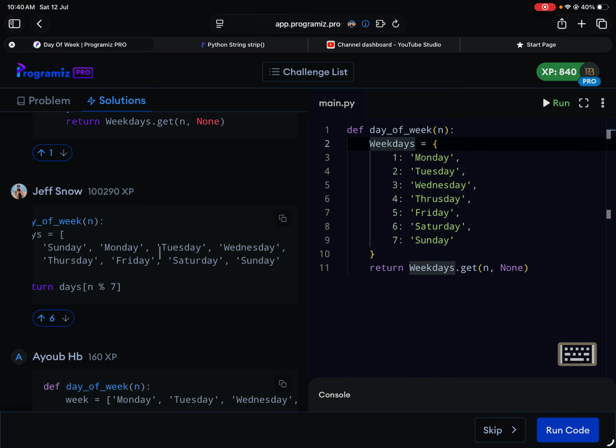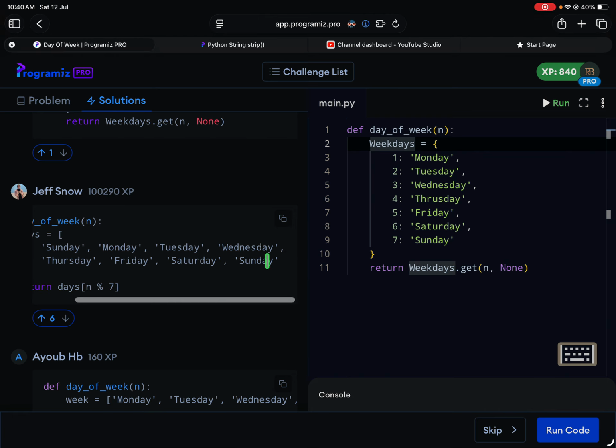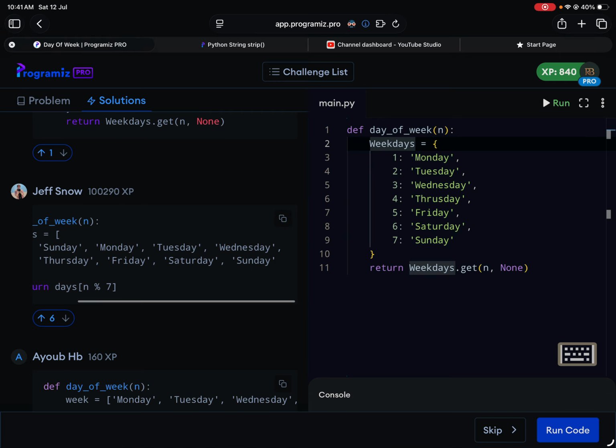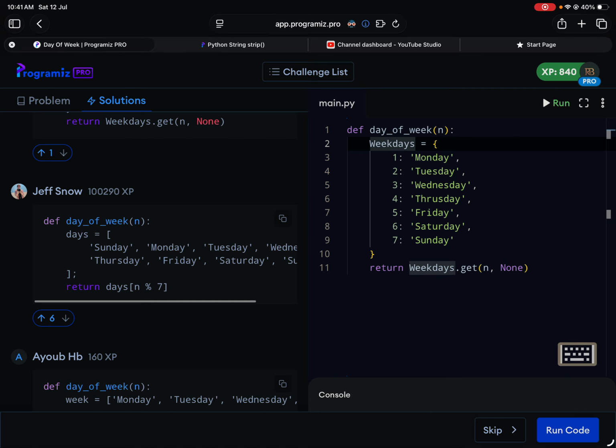Okay, Sunday. But why do we have Sunday at the end as well? You don't need that, right? Unless it's 1 and all as well. Okay, so 14 would be what? 14 would be 0 again. Okay, so that's like another Sunday kind of thing.